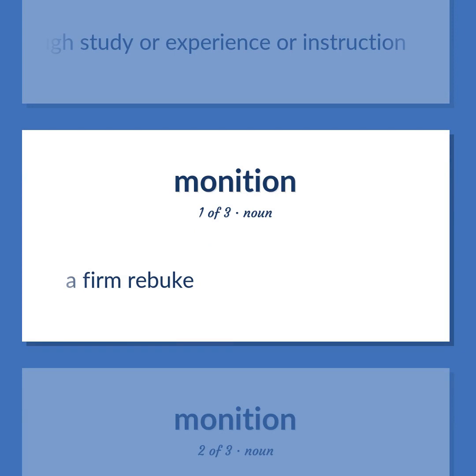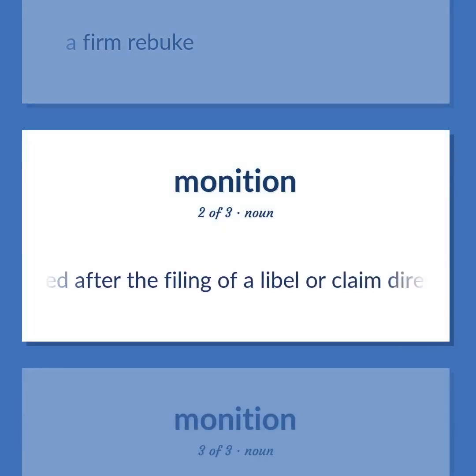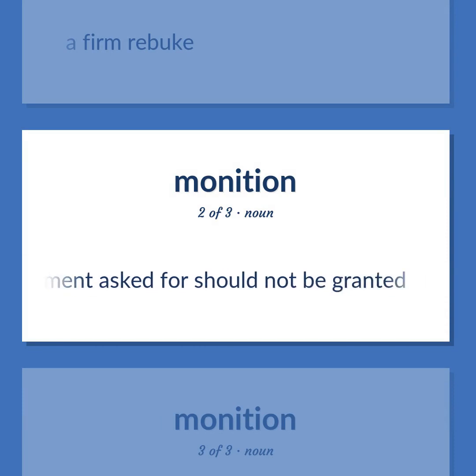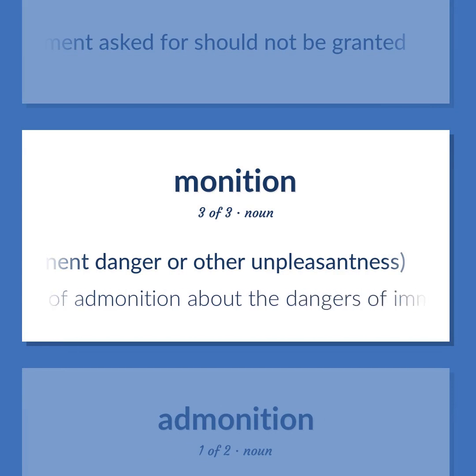A firm rebuke. A summons issued after the filing of a libel or claim directing all parties concerned to show cause why the judgment asked for should not be granted. Cautionary advice about something imminent, especially imminent danger or other unpleasantness. A letter of admonition about the dangers of immorality.